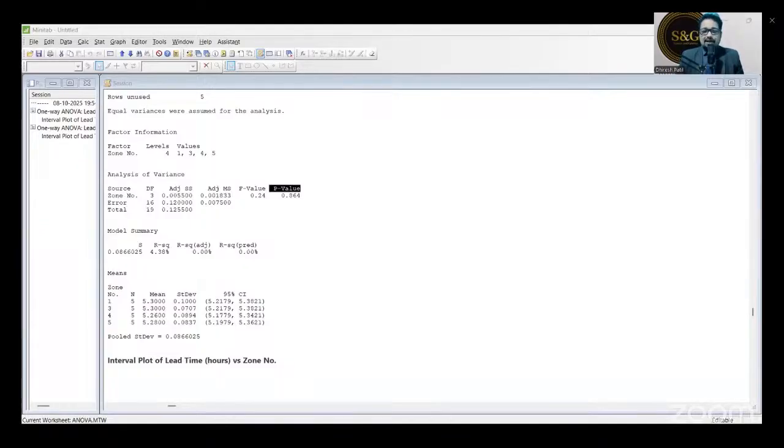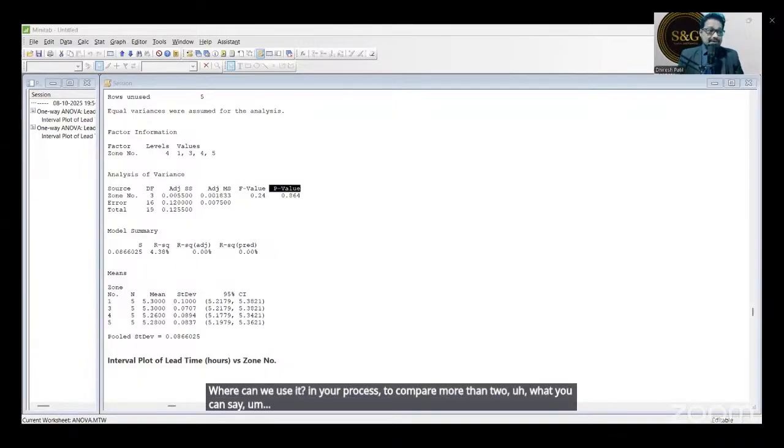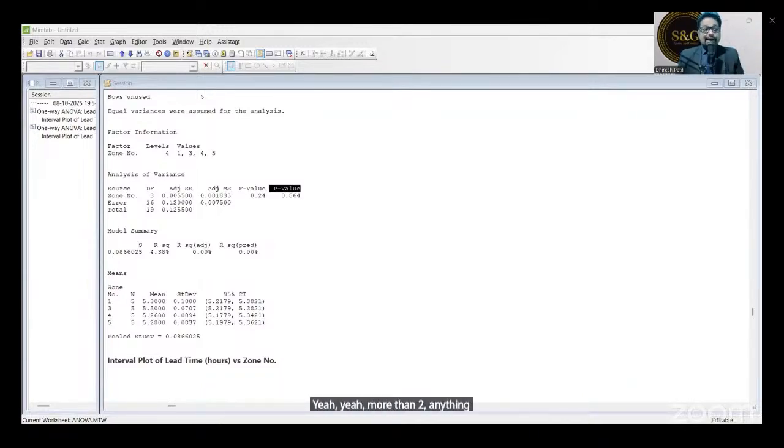In your process to compare more than 2 samples. For example, 3 shifts. Yeah, anything more than 2. Even for 2 also you can do ANOVA. Correct? Right? Very good. So 3 shift operations, say 3 products, 4 products, 5 products, 10, 15, 20. There is no limit. Daily quality check. Very good. Shift data, production you can compare.